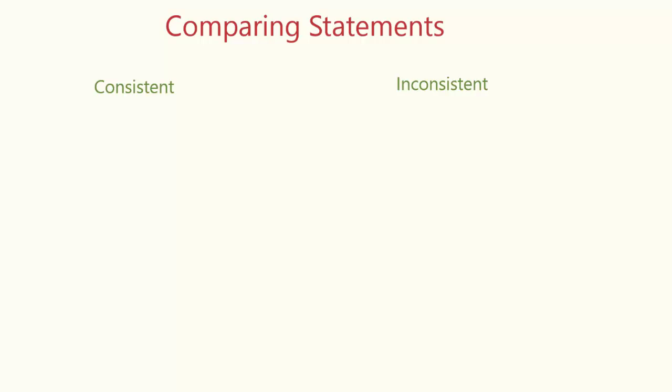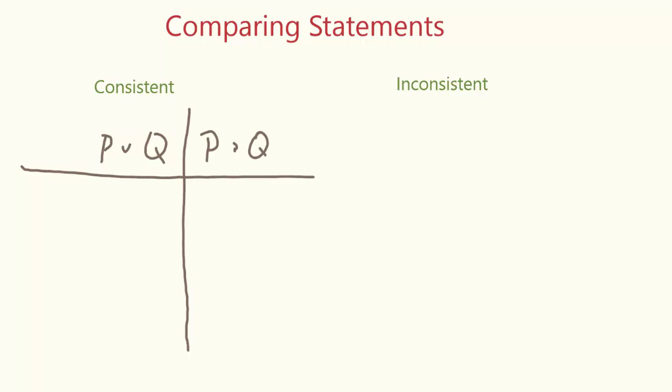So for consistent propositions, let's take a look at P or Q as one proposition, and our other proposition will be P and Q. And so we're looking to see if there's at least one line in which these propositions both come out to be true.